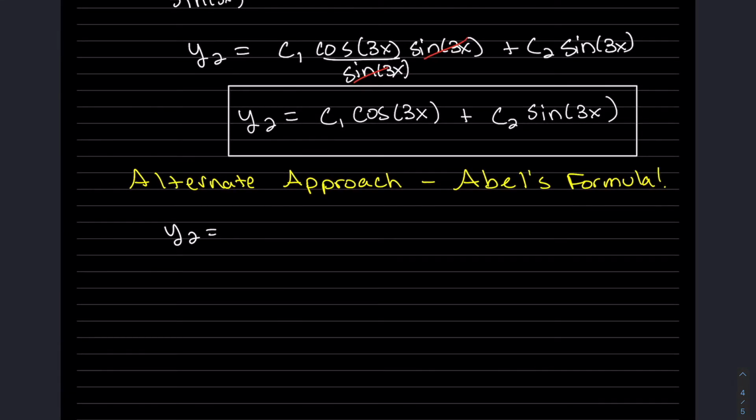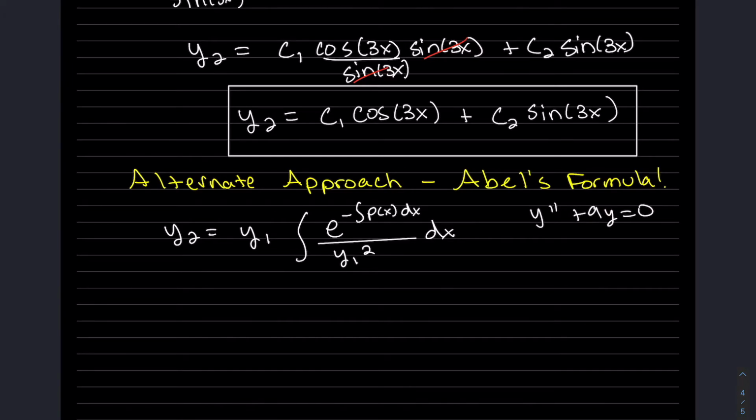y2 equals e to the minus integral of p of x dx, all divided by, inside the integral, y1 squared dx for that integral. So what's our formula? Y double prime. What's our p of x equal to? Our p of x is the y, the middle term, which we have none, so it's 0, right?